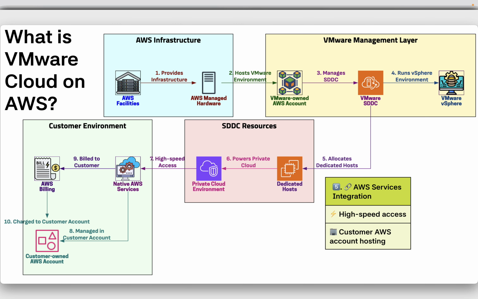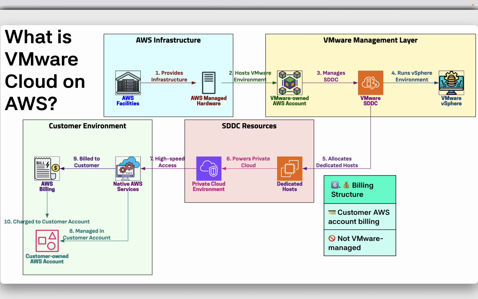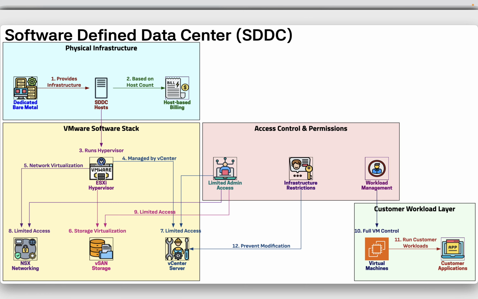So SDDCs have high-speed access to native AWS services hosted within a separate customer-owned AWS account. Native AWS services are billed to the customer-owned AWS account and are not managed by VMware. So I'll explain what is software-defined data center.